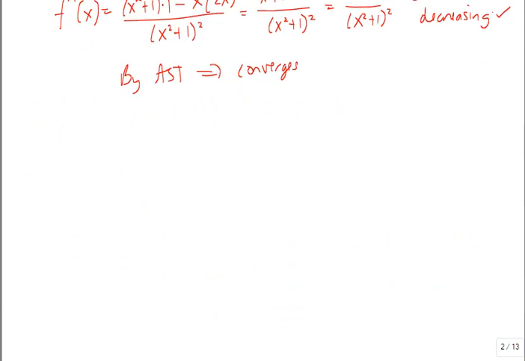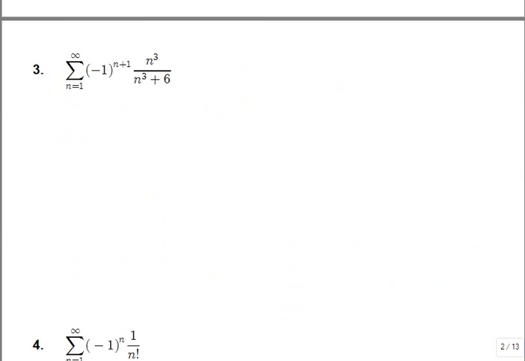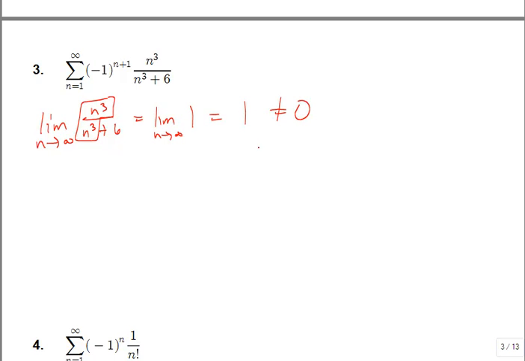So let's take a look at the next example. We have the sum of (-1)^(n+1) times n cubed over n cubed plus 6. So this is an alternating series, so if I look at that limit right away, the limit as n goes to infinity of n cubed over n cubed plus 6, what dominates is this n cubed over n cubed, which is just going to reduce to a 1. And the limit of 1 stays 1, and this is not 0.